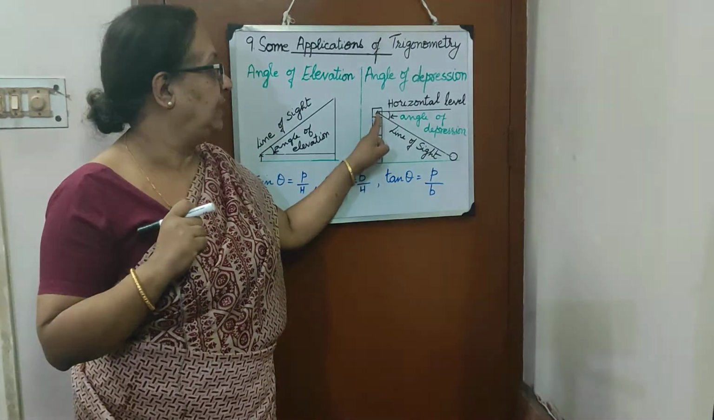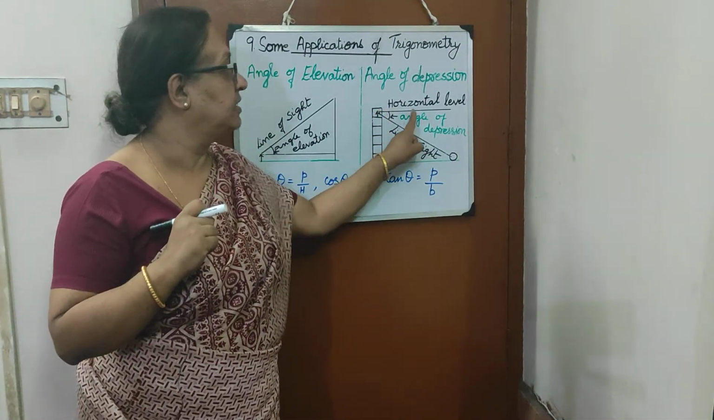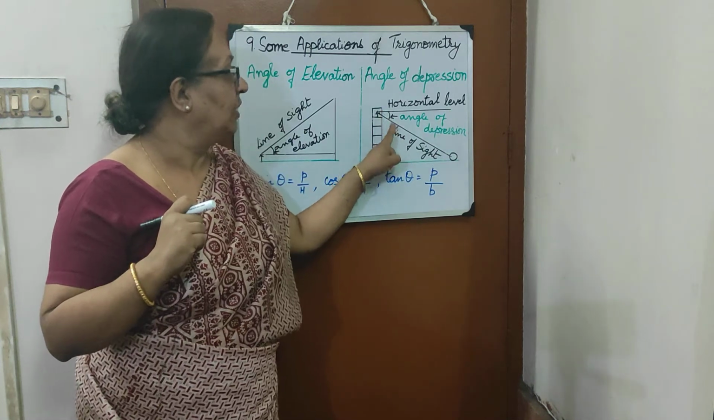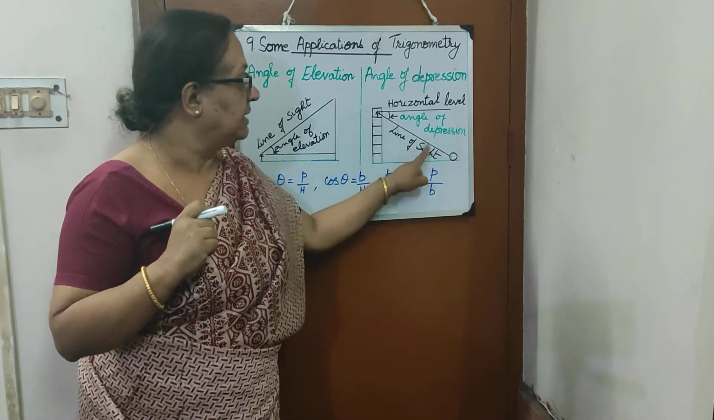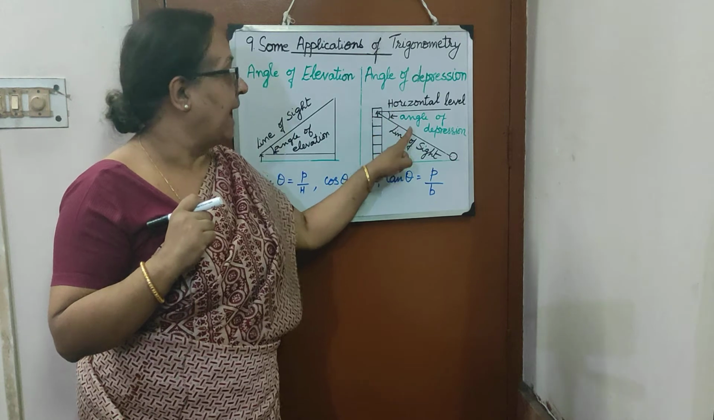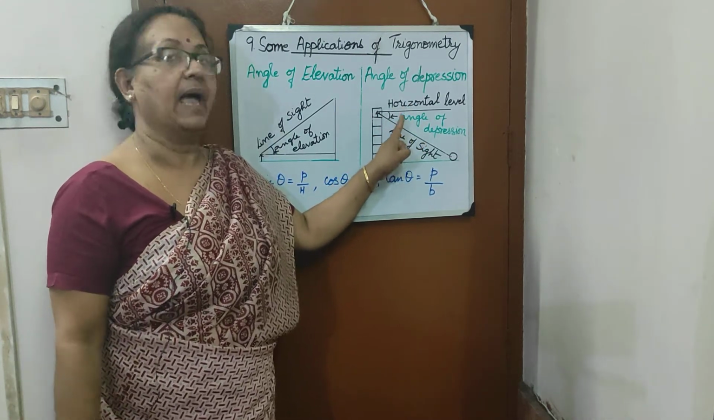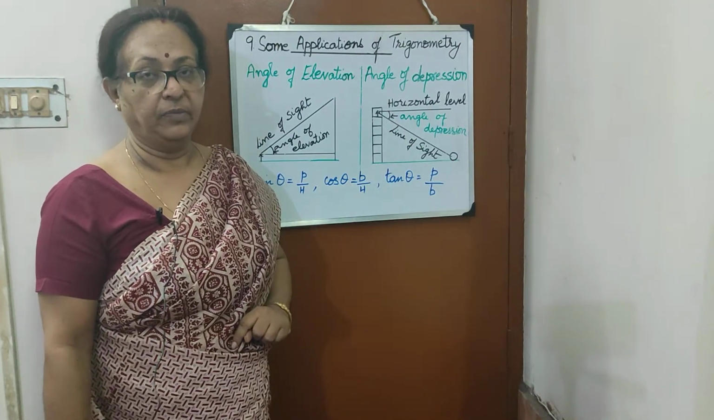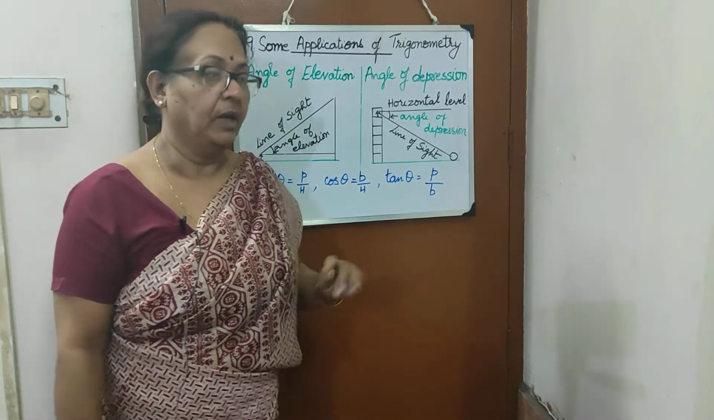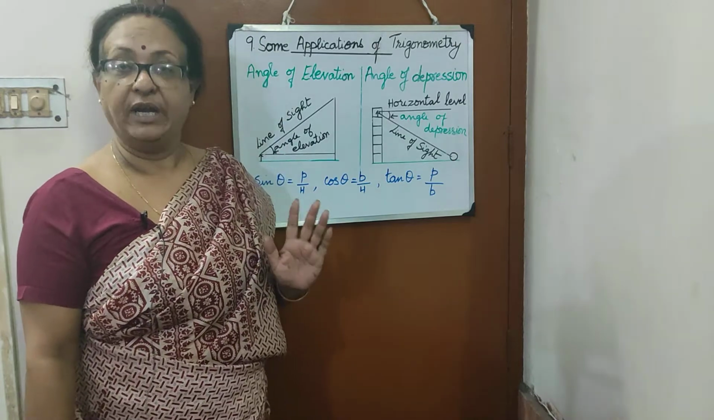So, again you can see here, eyes here. So, this is the horizontal level. He is looking at this object, this is the line of sight. So, the angle between the horizontal level and the line of sight is the angle of depression. Understood? Now, you have learnt some ratios.